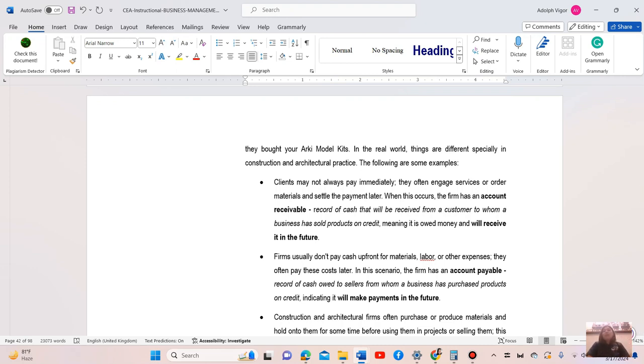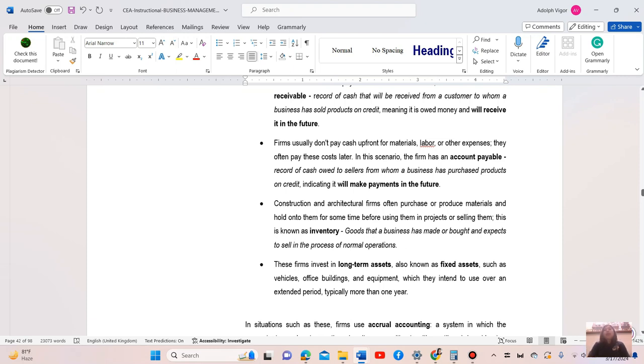Clients may not always pay immediately. Based on our professional practice, we give our clients 15 days to pay us for the service already rendered. So they often engage services or order materials and settle the payments later. When this occurs, the firm has an account receivable. It is the record of cash that will be received from a customer to whom a business has sold products on credit, meaning it is owed money and will receive it in the future.